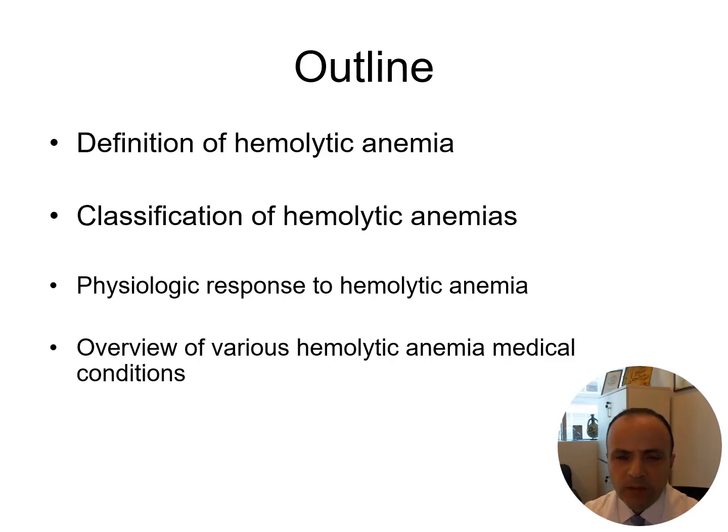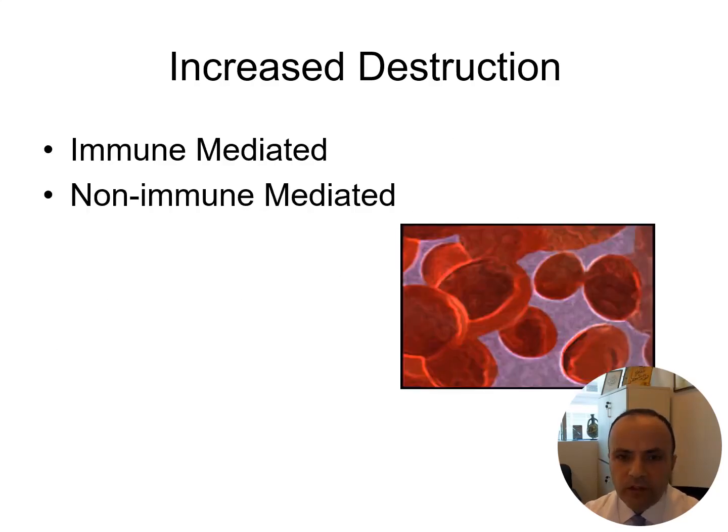The outline, essentially: we start with the definition and then go to the various classification methods we use in hemolytic anemias, the physiologic response to hemolytic anemias, and finally specific clinical conditions that lead to hemolytic anemia. So by definition, hemolysis is essentially increased destruction of red blood cells.